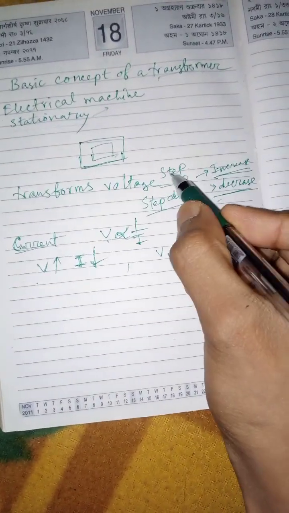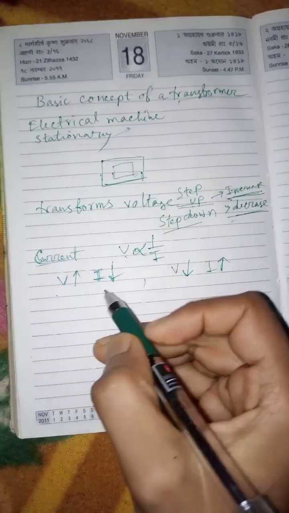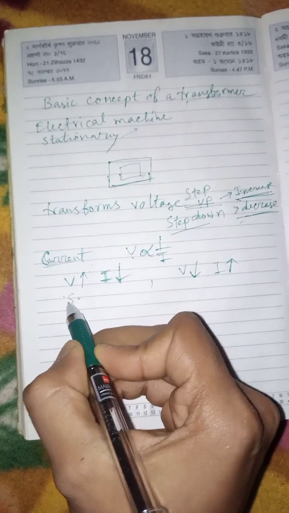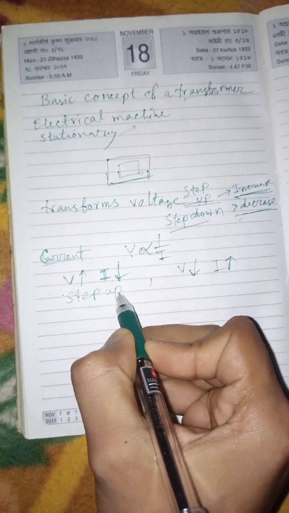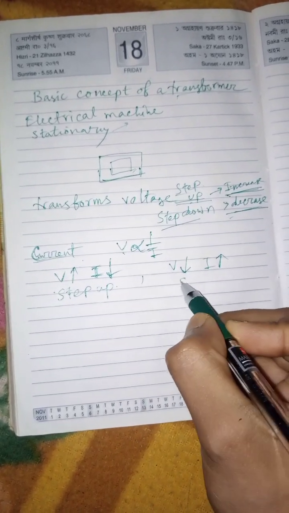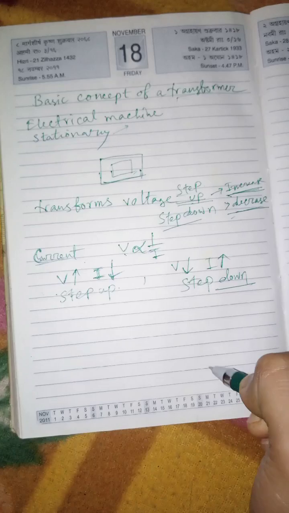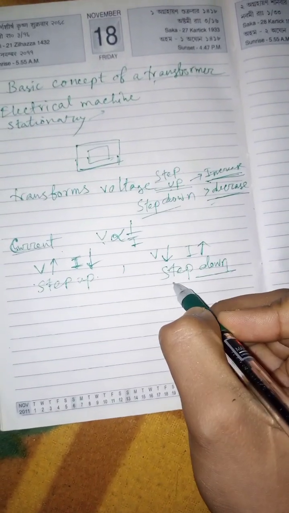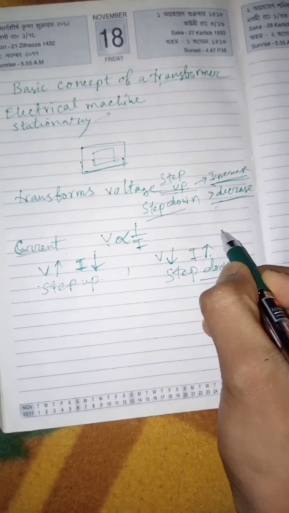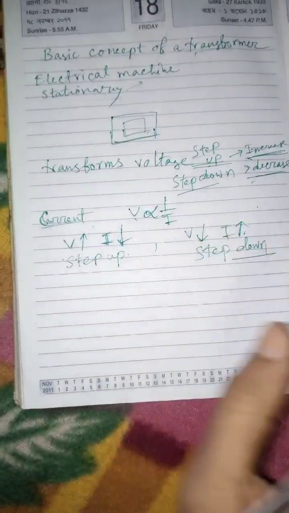So if I talk about a step up transformer, it will increase the voltage but decrease the current. And in case of a step down transformer, it will decrease the voltage but increase the current. Okay, so we understand the situation of current and voltage.